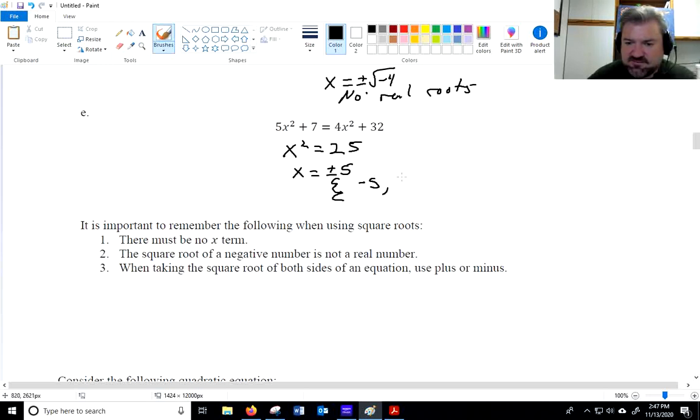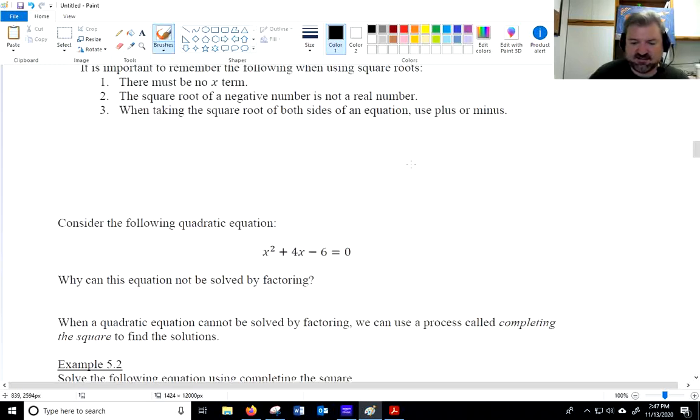Which is negative 5 and positive 5. So before we move on to something else, it's important to remember the following when using square roots. First of all, there must be no x term. Second of all, the square root of a negative number is not real. And when taking the square root of both sides of an equation, you use plus or minus because the square root of x squared is the absolute value of x.